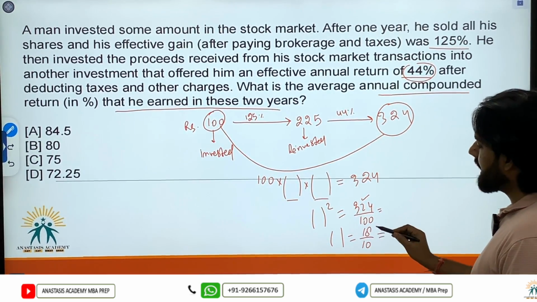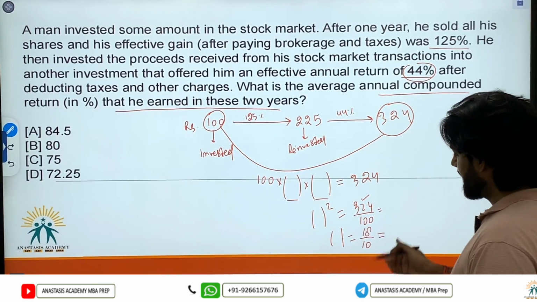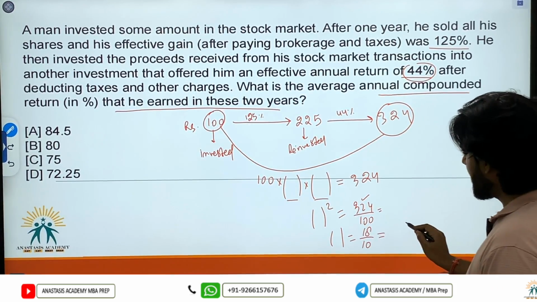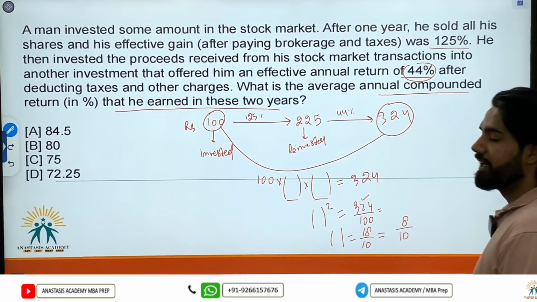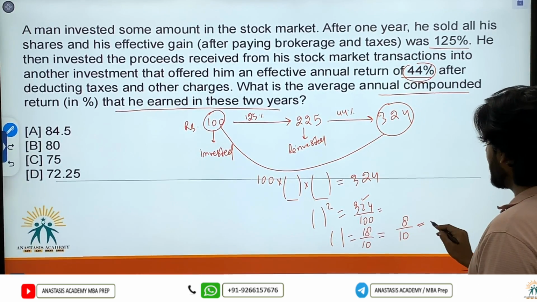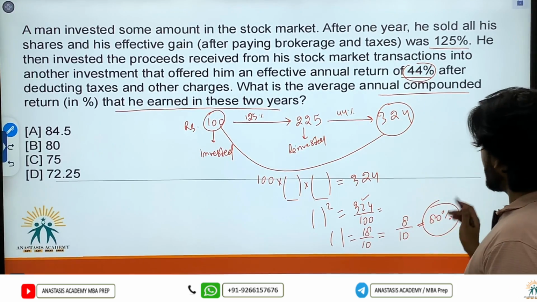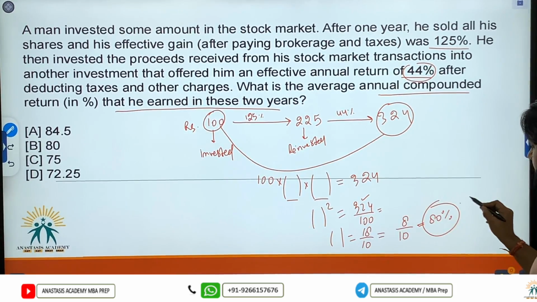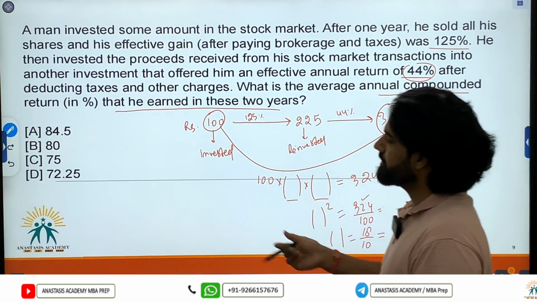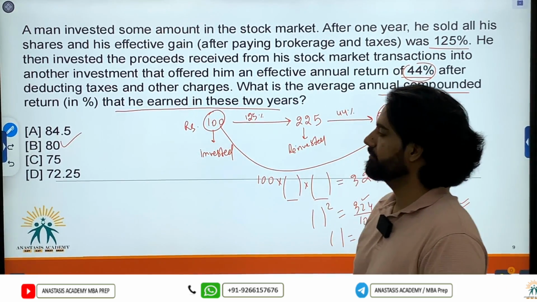This is the multiplying factor of some percentage change, or we can say it's a gain of 8 over 10, right, which is equivalent to 80%. So its average annual compounded return would be 80%. Correct answer is option B. Next.